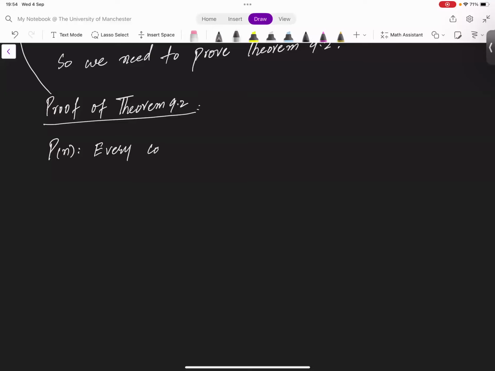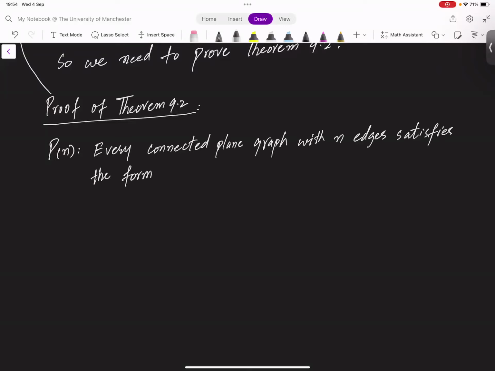every connected plane graph with n edges satisfies the formula V minus n plus F is 1.